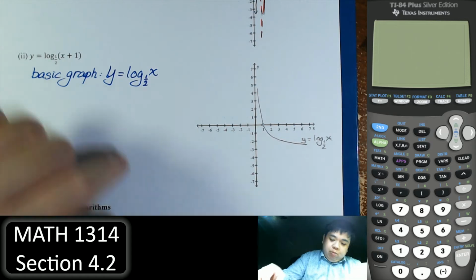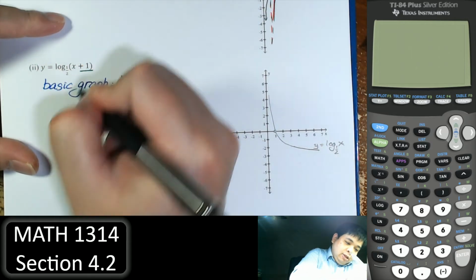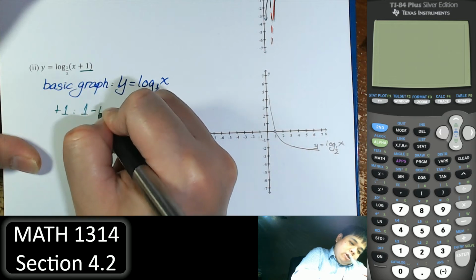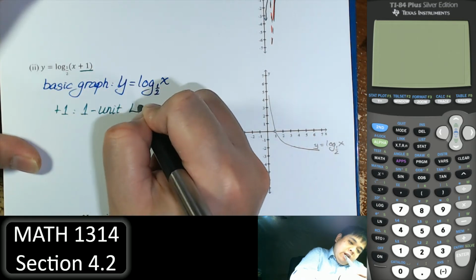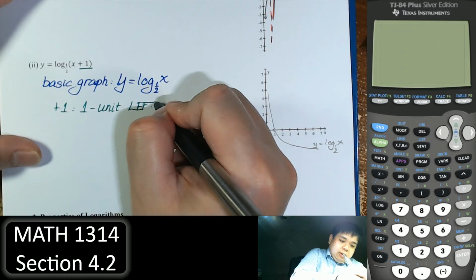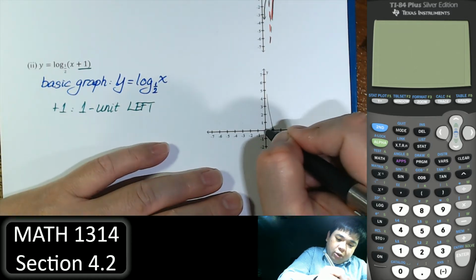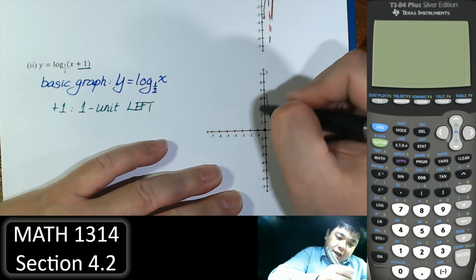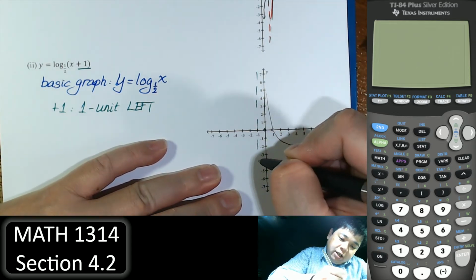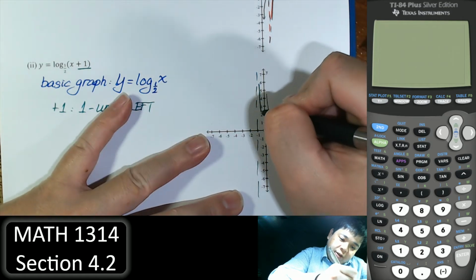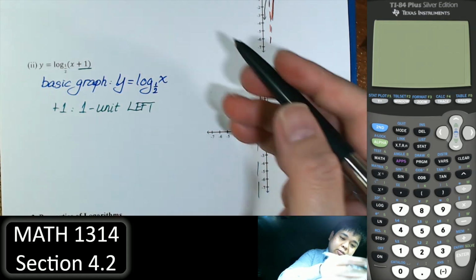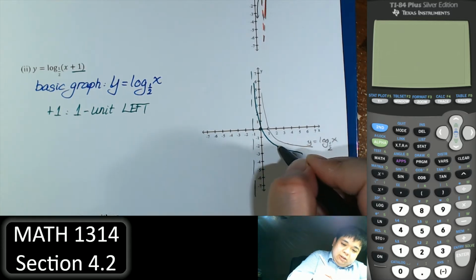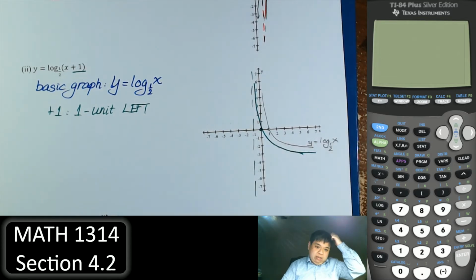And now we just have the plus 1. So we just move 1 unit to the left. This point moves 1 unit to the left, and the vertical asymptote, the y-axis, becomes this. And so we have it like that. Just a sketch. Just move 1 unit to the left. Right. So we have the graphs and characteristics of the logarithmic function.